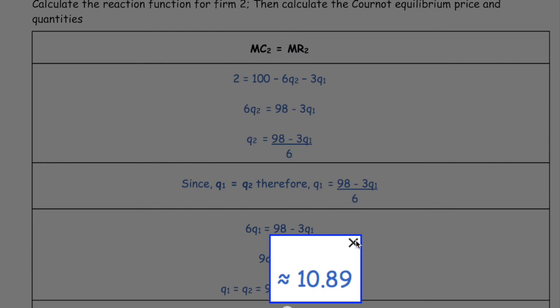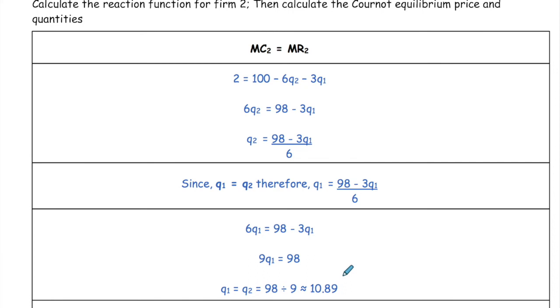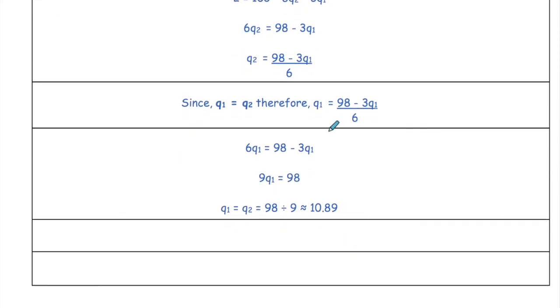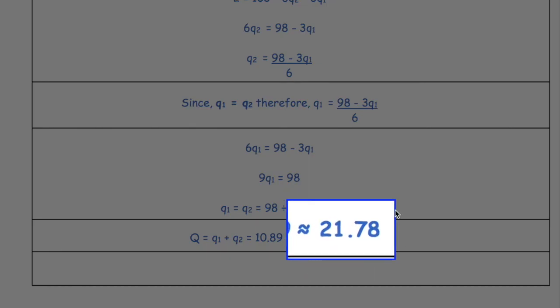Try to understand that this is the output of each firm. It is not the output for the market. The market output is determined by the sum of these two quantities. And so the quantity in the industry is really Q1 plus Q2, so it would be about 21.78. Once again, these answers are slightly rounded. Each time I've been rounding to 2 decimal places.